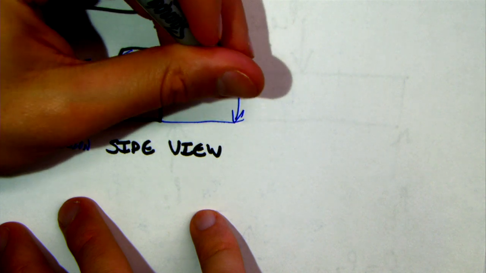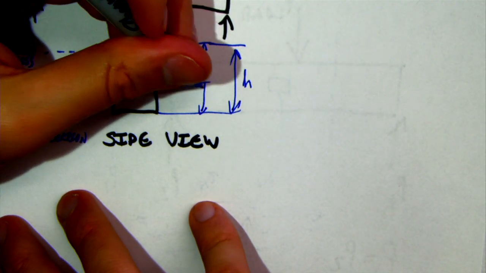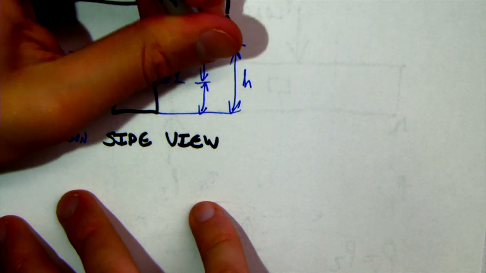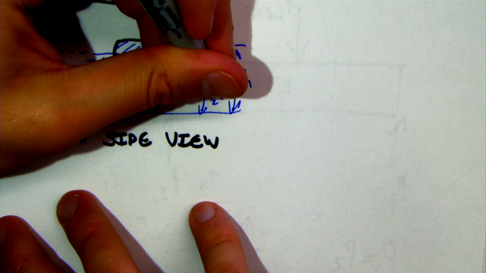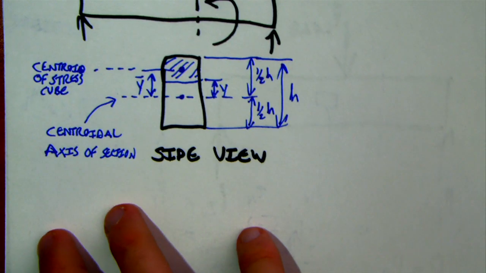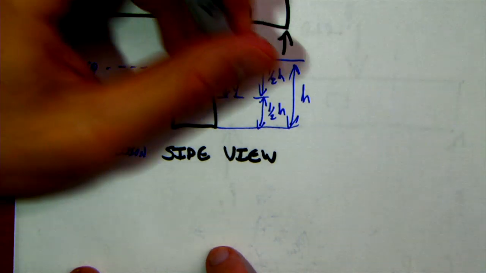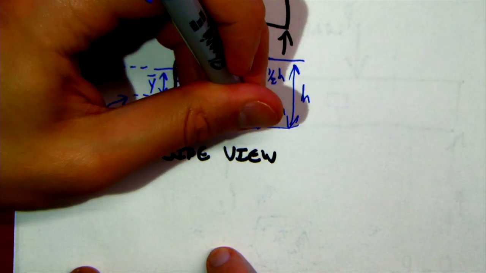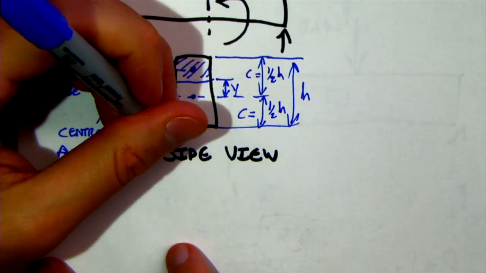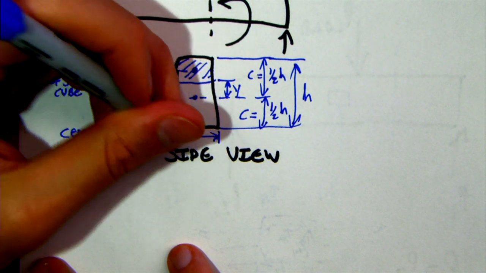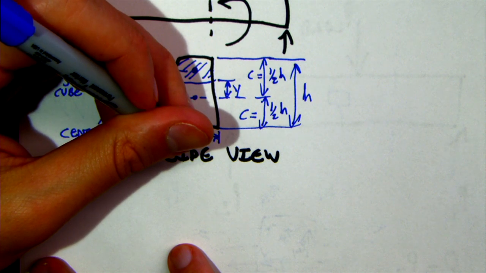The entire height of the whole section is H. Because it's a rectangle, it's half H above and half H below the centroidal axis for the section. We'll call that C. Half H is C. With this thickness, we called it T before. Let's stick with that.